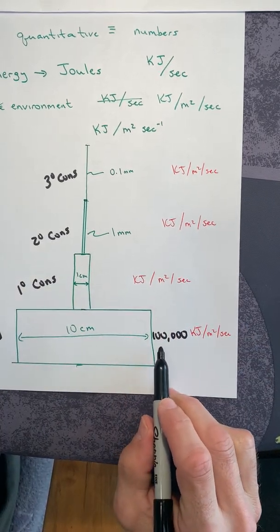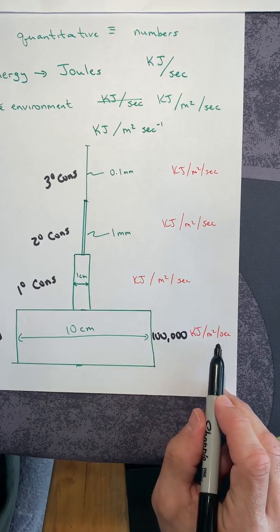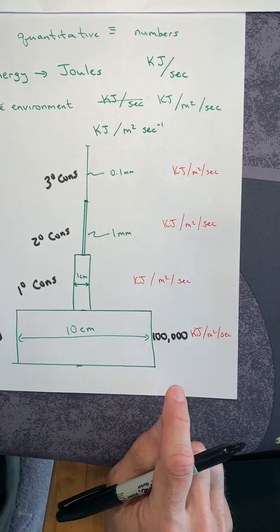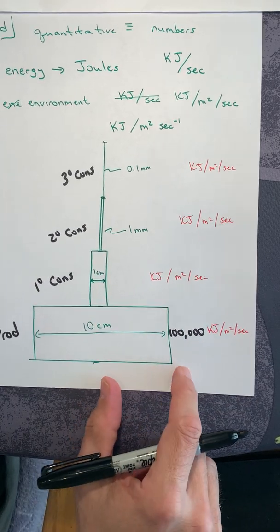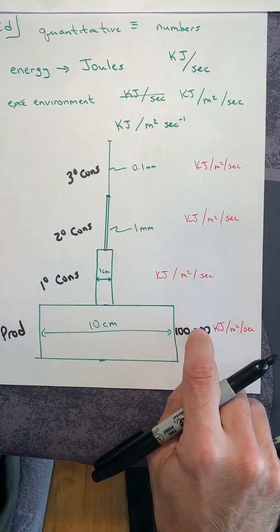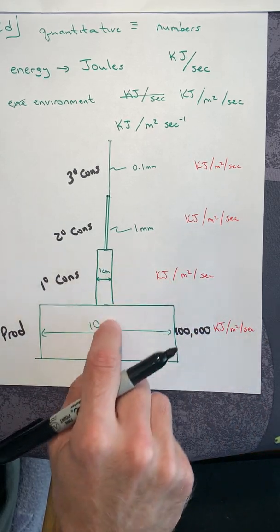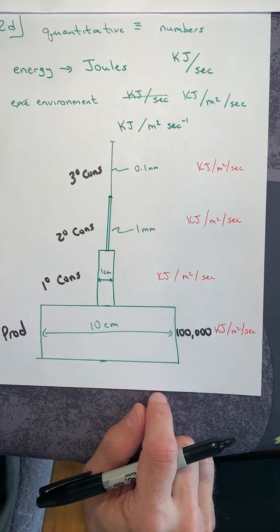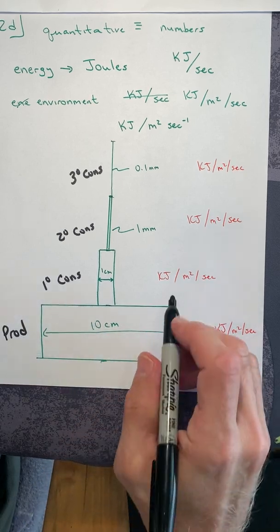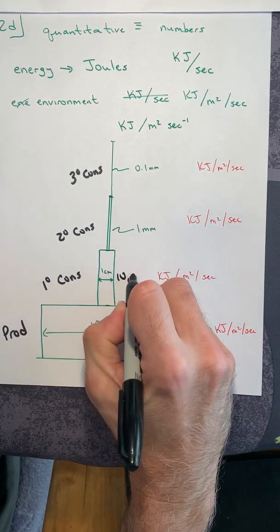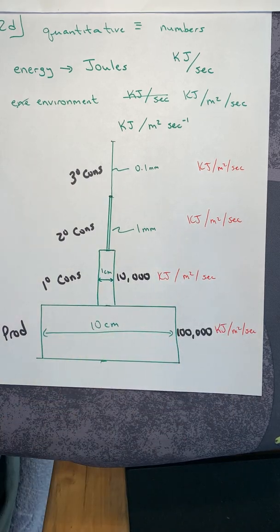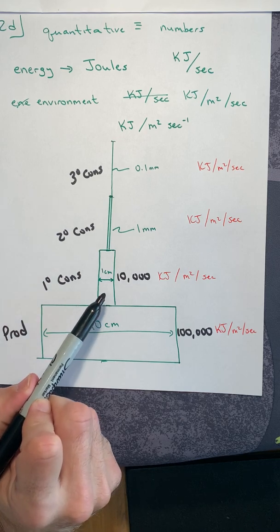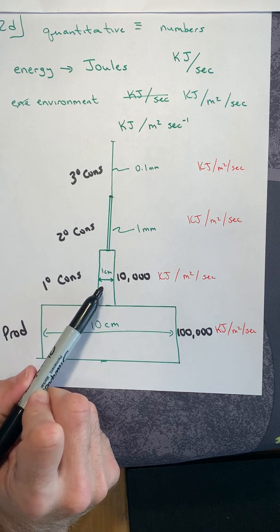So if there's 100,000 kilojoules per meter squared per second, this is how much energy the sun dumps into the ecosystem, and it's captured by the producers, okay? All right, but if only 10% of this is transferred, 10% of 100,000, of in math means times, so 0.1 times 100,000 is only 10,000 kilojoules. Only 10,000 of the original 100,000 are available to the, excuse me, to the grasshoppers.